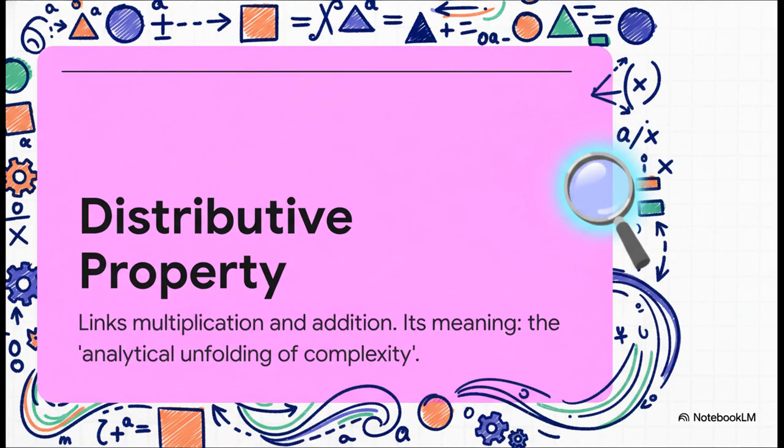Now, the distributive property, this one's the ultimate bridge. It's what connects the world of adding to the world of multiplying. It's the tool that lets us take a complex, kind of bundled up idea and carefully unpack it into all its individual parts. Or you can do the reverse, bundle simple parts into a new whole. This is exactly what's meant by the analytical unfolding of complexity.